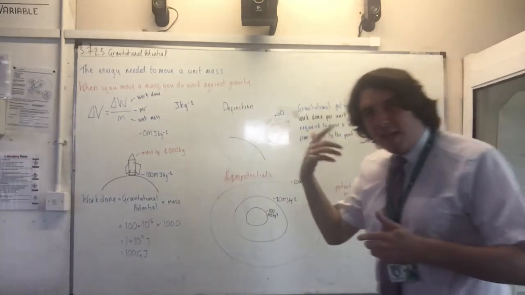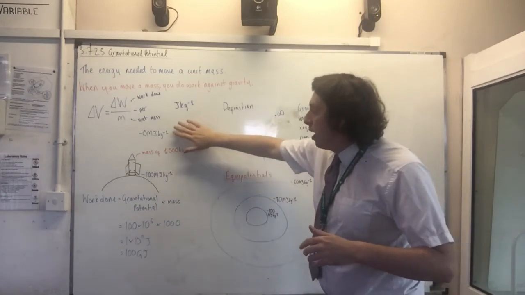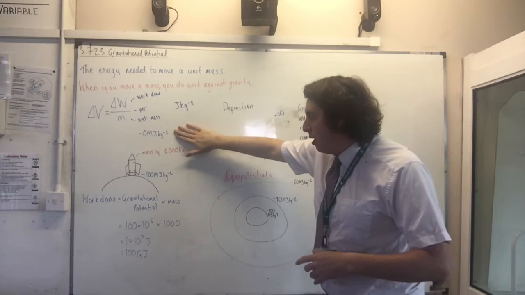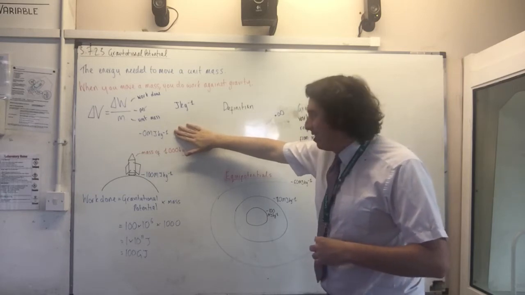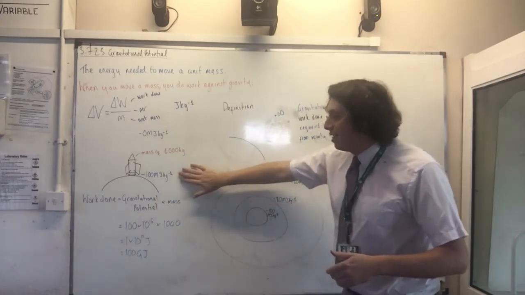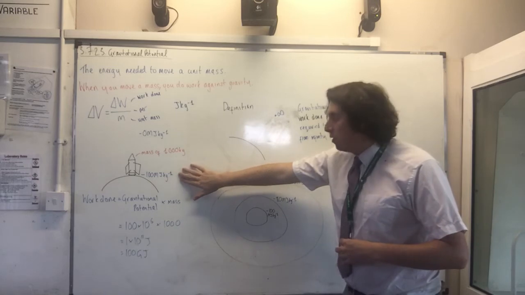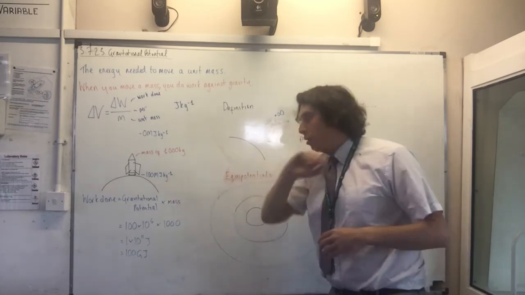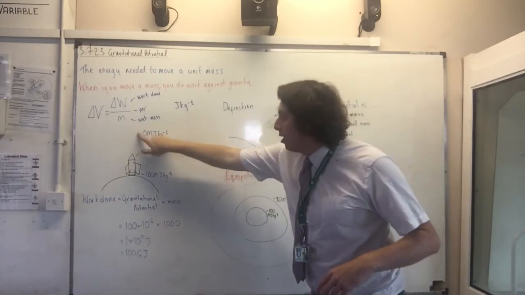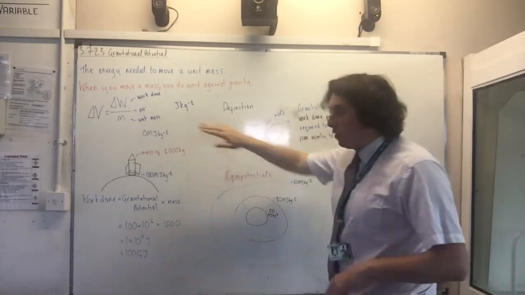Okay, now what you need to get your head around here is the idea that in order to get to a point where the gravitational potential is zero, then you have to do work against gravity. So, in reality, gravitational potential is a negative value when you're starting at the Earth. So at the Earth's surface, gravitational potential has a value of negative 100 megajoules per kilogram. And in order to get to zero, you need to do work against gravity.